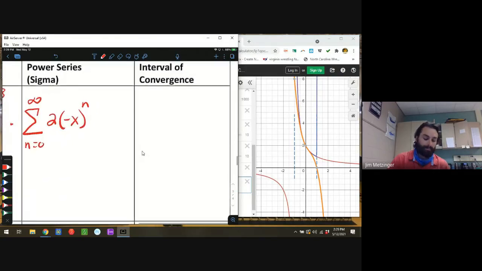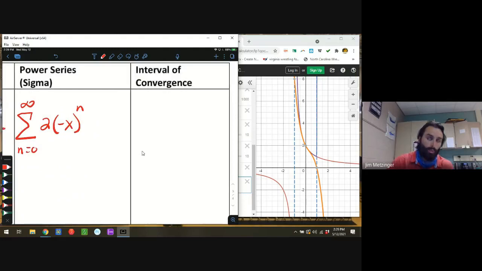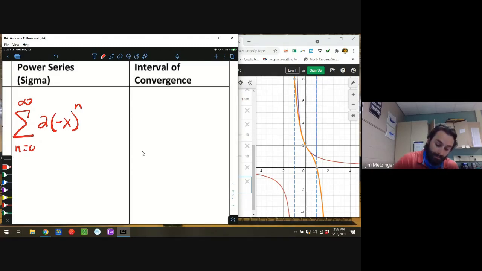We look here: radius of convergence, interval of convergence, all the same thing. What has to happen for a geometric series to converge? According to the geometric series test, what has to be less than 1? Yeah, the absolute value of r has to be less than 1. Well, for our problem, what's r?